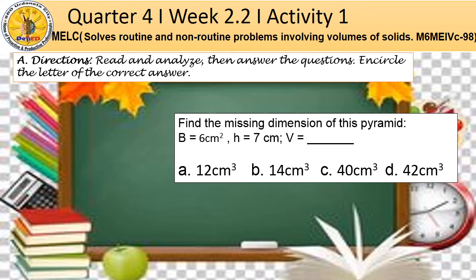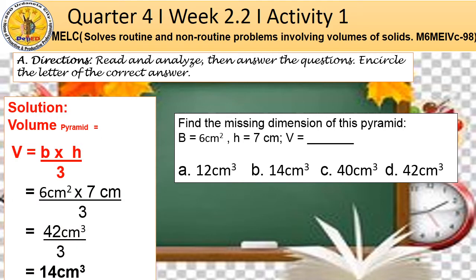So your choices are letter A, 12 cubic centimeters, letter B, 14 cubic centimeters, letter C, 40 cubic centimeters, and letter D, 42 cubic centimeters. So let us show your solution in finding the missing dimension of the pyramid. The formula in finding the volume of the pyramid is volume equals base times height divided by 3. The base measures 6 square centimeters and the height measures 7 centimeters. 6 square centimeters times 7 centimeters divided by 3.